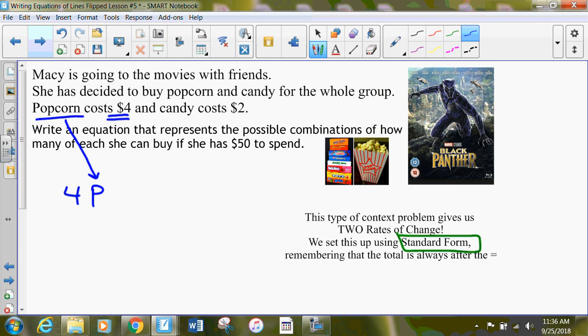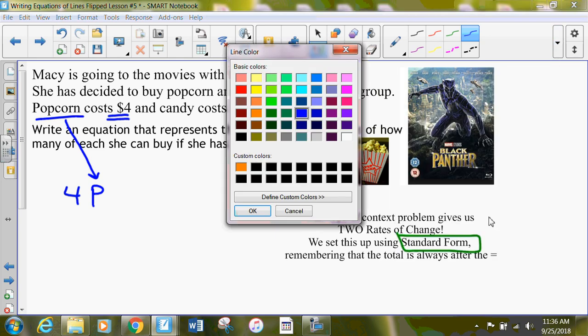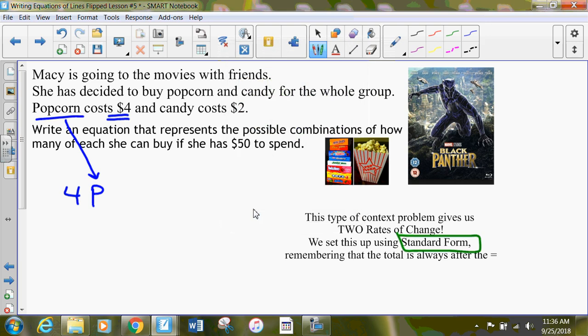And then also, let's go ahead and switch to a good color here. Let's see, how about pink? All right, so here we go.